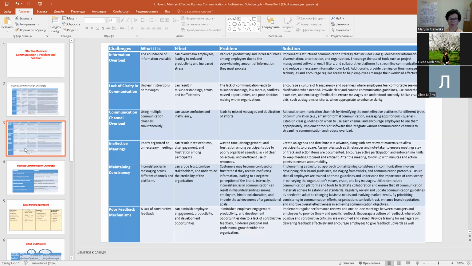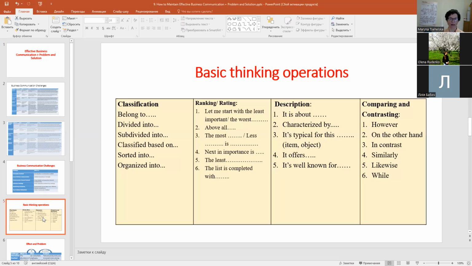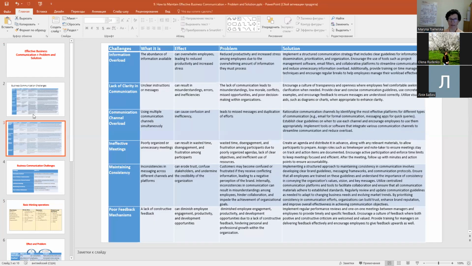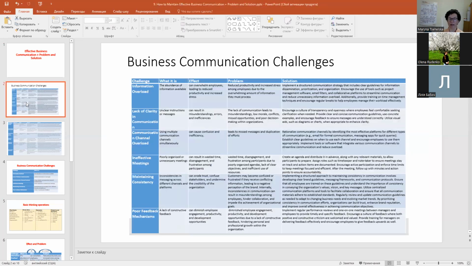Here is the table, and what do we start with? Len, what basic thinking operation do we start with in this table? What is our main thinking operation? We should start from the classification of challenges. Very good. We start with the classification.